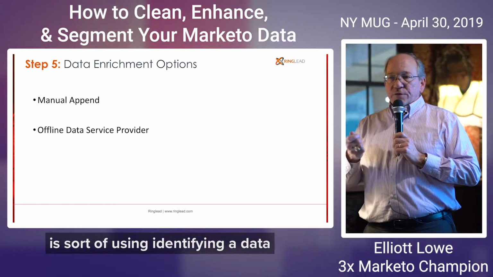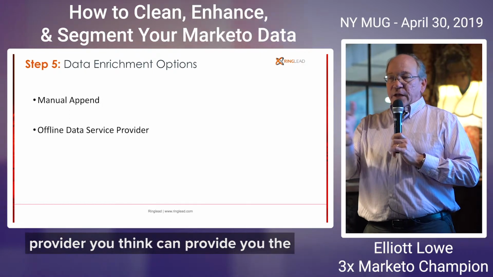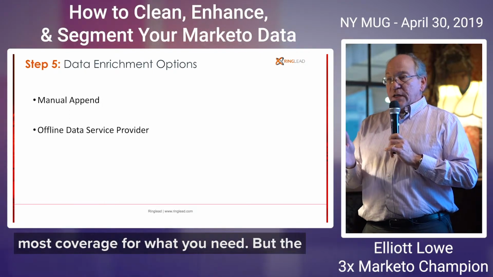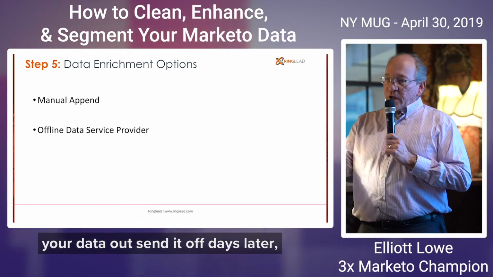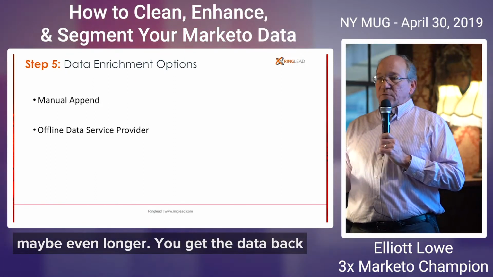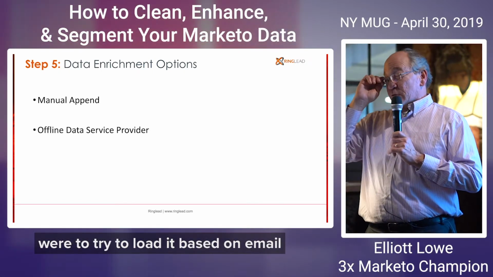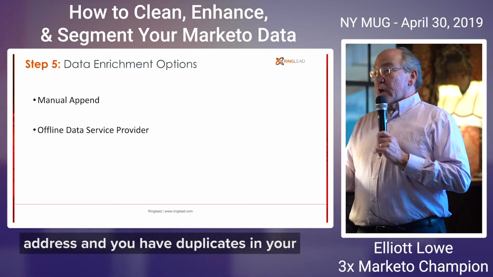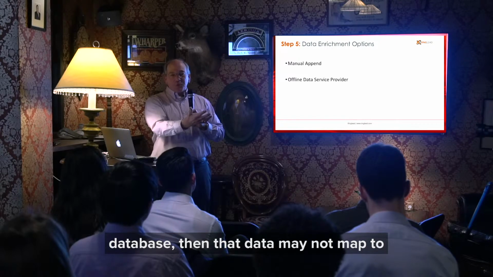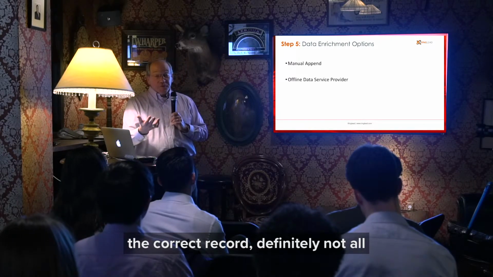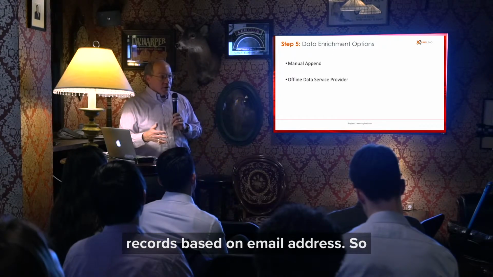So the other option is to use an offline data provider. And again, this is identifying a data provider you think can provide you the most coverage for what you need. But the issue there is you have to export your data out, send it off, and days later, maybe even longer, you get the data back. Now you have to load it in. And if you try to load it based on email address and you have duplicates in your database, then that data may not map to the correct records, or definitely not all the duplicates. It'll only map to one of the duplicate records based on email address.